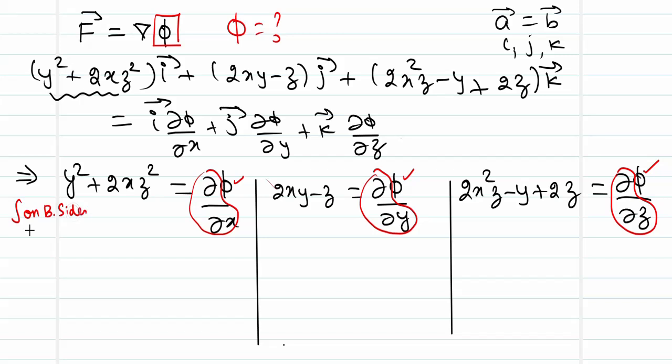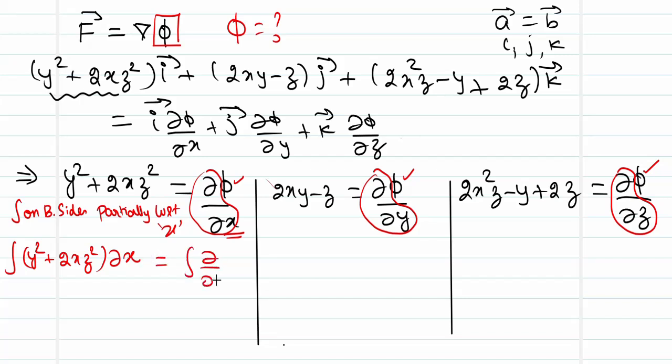When I integrate on both sides, we do it partially. Why? Because I have a dou operator here. So for the first component, I integrate on both sides partially with respect to which variable? My variable x. When I integrate it, what will happen? I will have y square plus 2xz square, which has to be integrated partially with respect to x. And over here, I integrate dou by dou x of phi. Now this del and dou are inverse of each other and they cancel off, leaving you with phi. Now what is this phi?